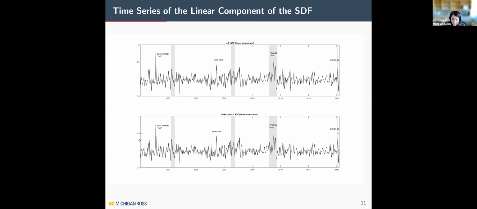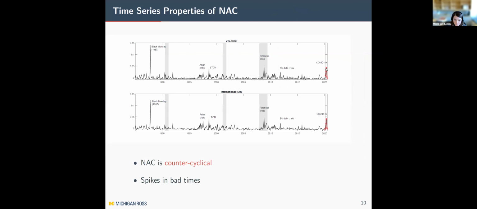Intuitively, if you were to think about what this implies if one wanted to price, for instance, nonlinear payoffs, it would simply mean that during normal times, if you were to use the linear component, you would overprice nonlinear payoffs, whereas if you were to use it during bad times, you would underprice them. And in economic terms, it also means that insuring against these potential arbitrage portfolios generated by the linear model is going to become more expensive during crisis times.